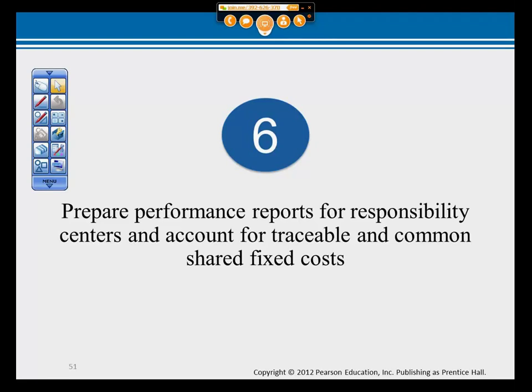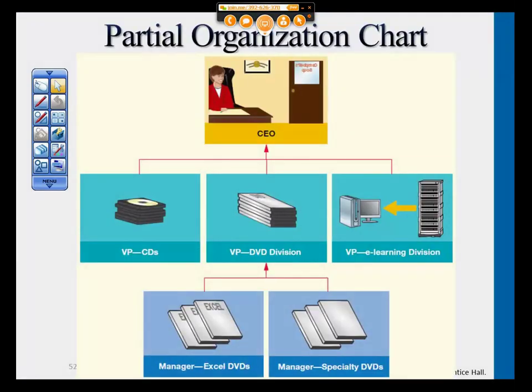Okay, so objective 6. What we learned today, we'll learn how to prepare a performance report for responsibility centers, and account for traceable and common shared fixed costs. Okay, let's start here.